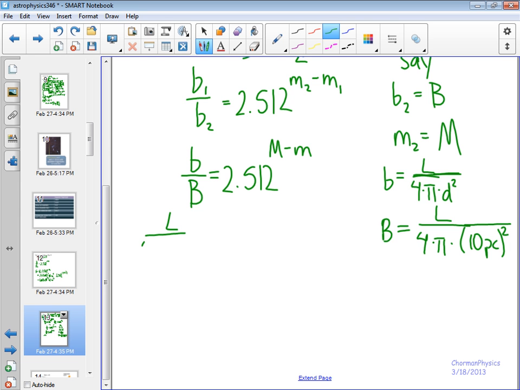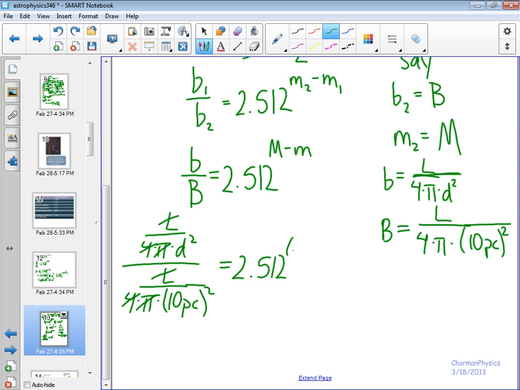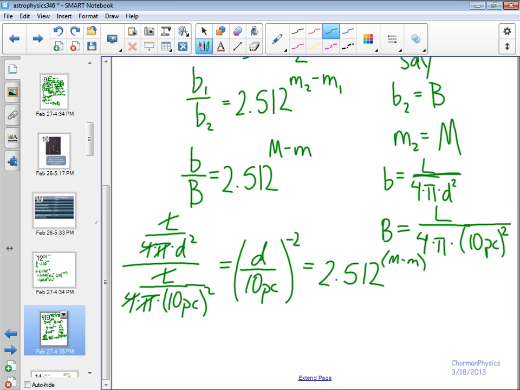So we're going to extend the page here. I'm just going to call M1 little m for now. If we substitute for little b and big B, we have L over 4 pi D squared over L over 4 pi times 10 parsec squared. L and the 4 pi's cancel out, and we end up with this thing. Actually, I'm just going to erase this and write this other one in first. We end up with D over 10 parsec, this whole thing to the negative 2, is equal to this.